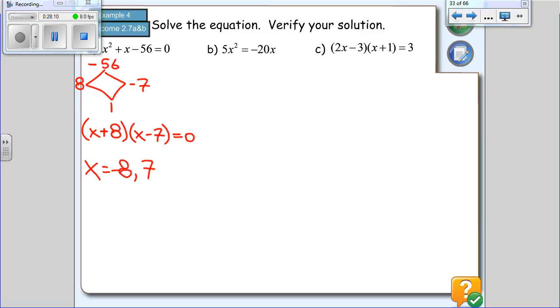Notice how I wrote them. See how the page before I was writing them separately? Kind of a waste of space, right? So you write them out like this. You say x equals negative 8, comma 7. You kind of put them together. So you have to have both answers. Both answers need to be there.